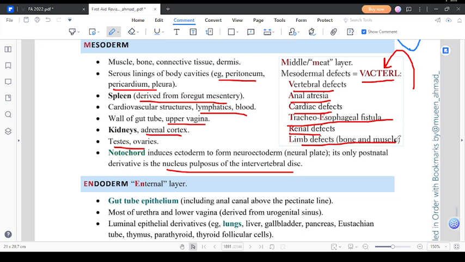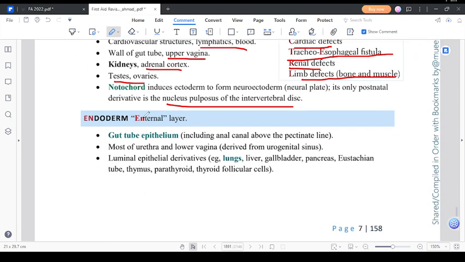in fetuses. Then we have the mesoderm over here, the middle layer. So: muscles, bones, connective tissue and dermis, along with the serous lining of the body: peritoneum, pericardium, pleura. Spleen is coming here. That is very important: although it is coming from the mesoderm, it gets its blood supply from the foregut celiac artery. Okay, then cardiovascular structures, the lymphatics and blood, wall of the gut tube, upper vagina, kidneys, adrenal cortex, testes and ovaries, and even the notochord itself.